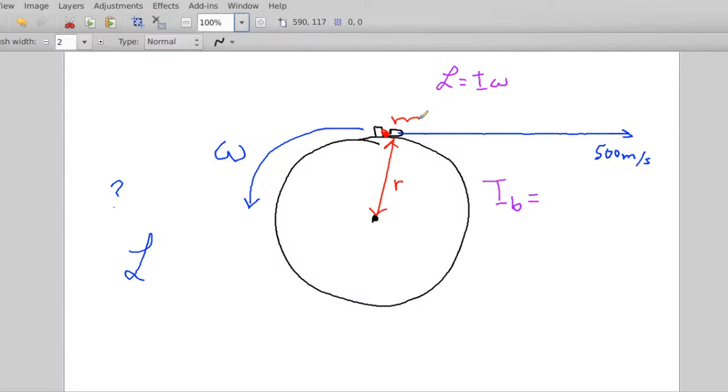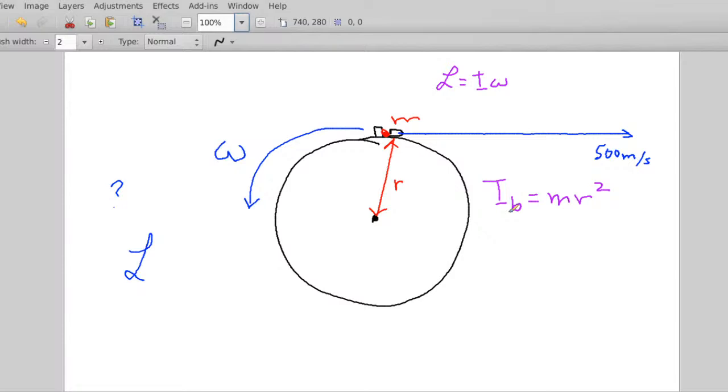And there's a certain mass m. So all you do is treat the bullet like a point mass. And what's the moment of inertia of a point mass? M r squared. I won't substitute the numbers in here; I'll do that on the other whiteboard. But that's the formula we're going to use for the moment of inertia of the mass.